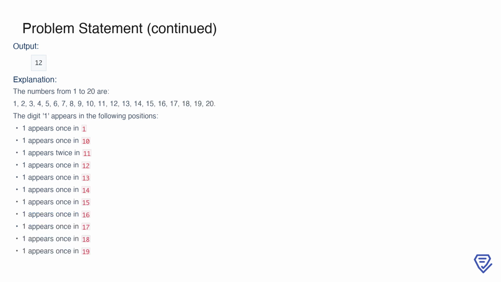Now, let's look at another example where n equals 20. The numbers from 1 to 20 are listed, and we again count all the appearances of the digit 1. It shows up once in the number 1, once in the number 10, twice in the number 11, and then once in each of the numbers 12, 13, 14, 15, 16, 17, 18, and 19. Altogether, the digit 1 appears 12 times in this range.